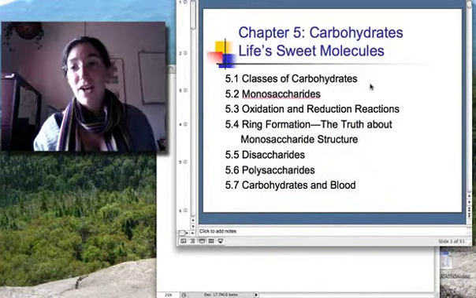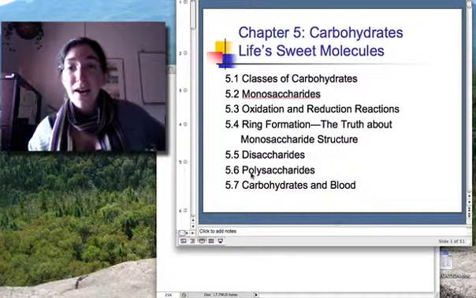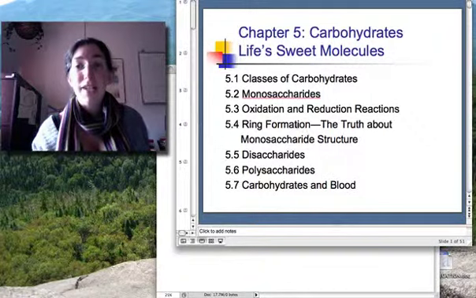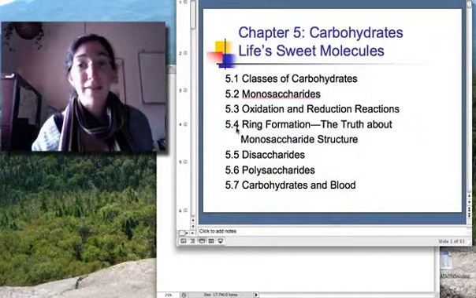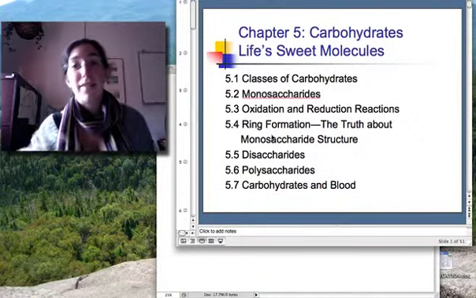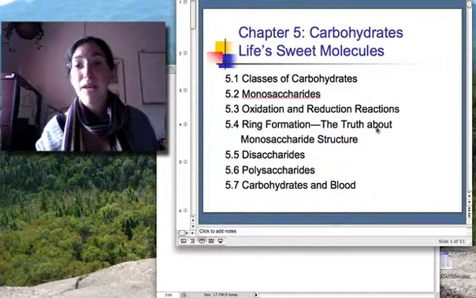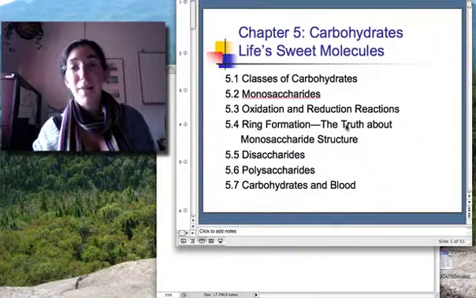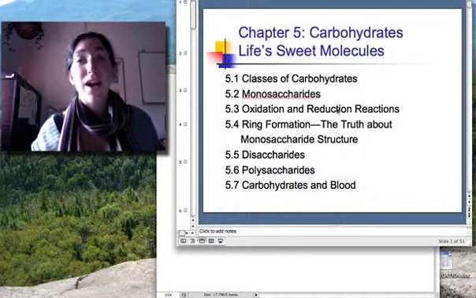So in this chapter, we're going to talk about the different classes of carbohydrates, which include monosaccharides, disaccharides, and polysaccharides. We're also going to talk about the structure of carbohydrates. A lot of times they're written in a linear structure that we're going to introduce them as, but they actually form rings. So we're going to talk about the chemistry of how those rings actually form. And we're also going to get a little introduction into a type of chemical reaction called oxidation and reduction, also known as redox reactions.